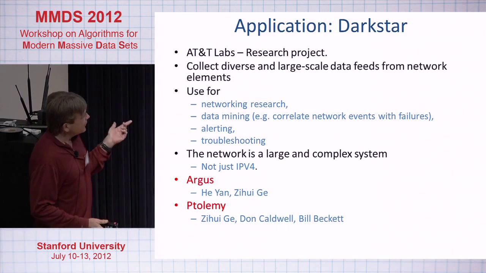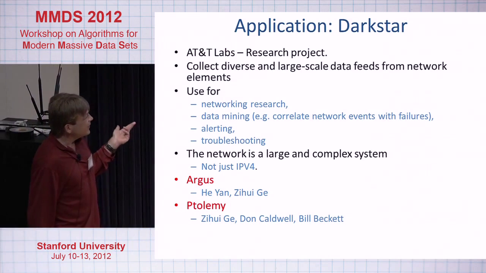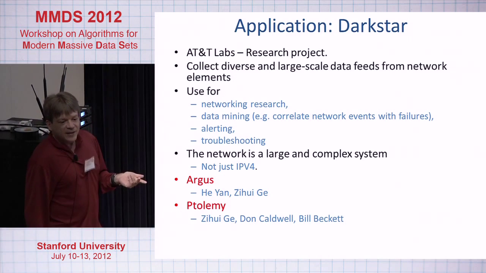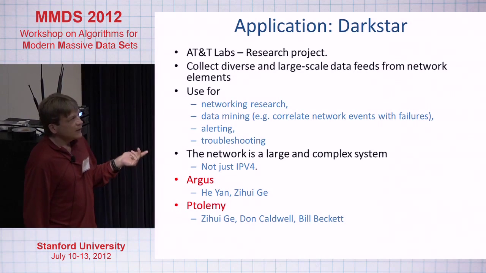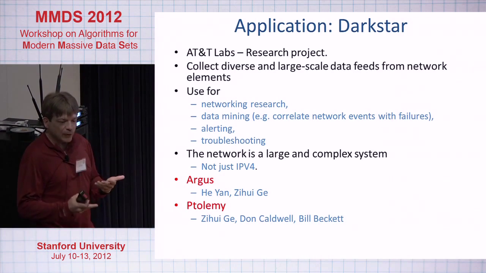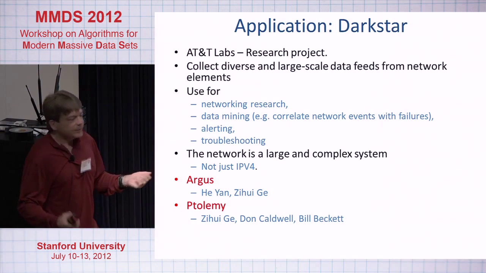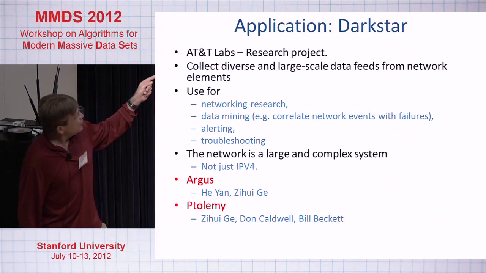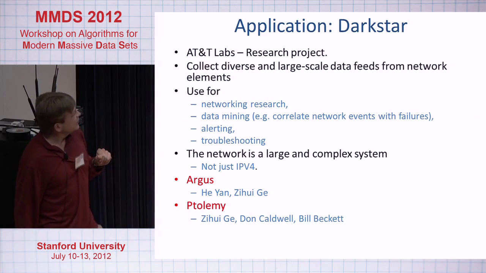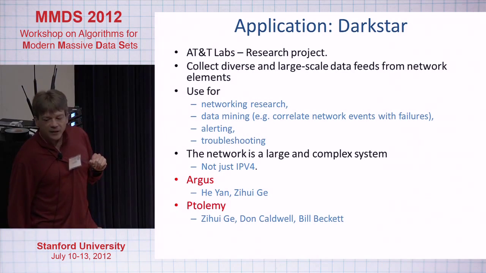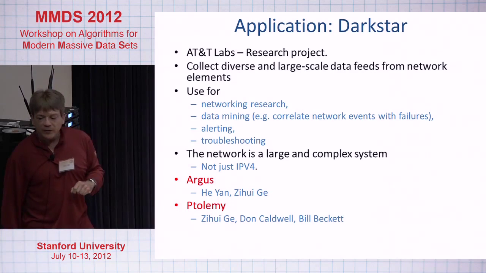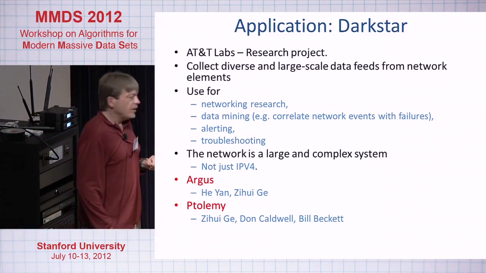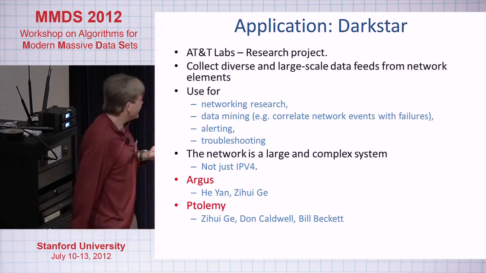One thing I have to point out is that the network is a very large and complex system. It's not just IPv4. AT&T actually runs an MPLS network with lots of stuff flowing over it. So does everybody else. I'm going to talk about two projects in particular. One is called Argus. This is done by Hee Yan and Jiwei Gi. And the other one is Ptolemy by Jiwei Gi again, Don Caldwell, and Bill Beckett. The good thing is I didn't have to actually write these applications.